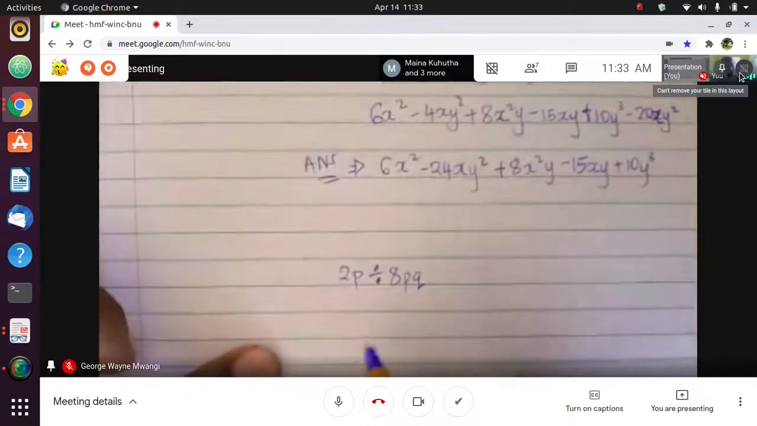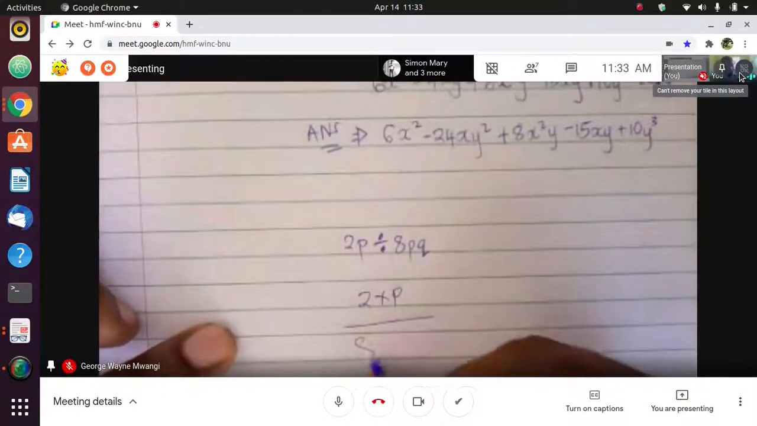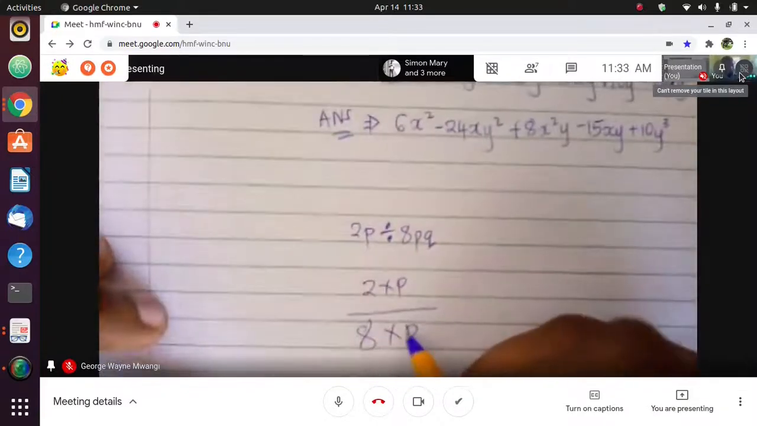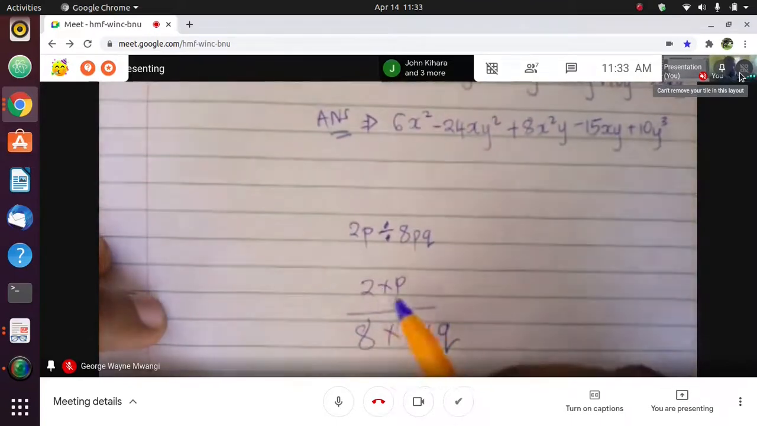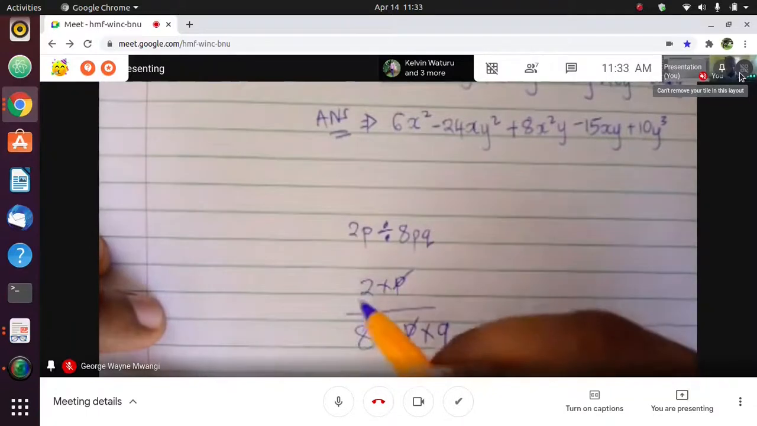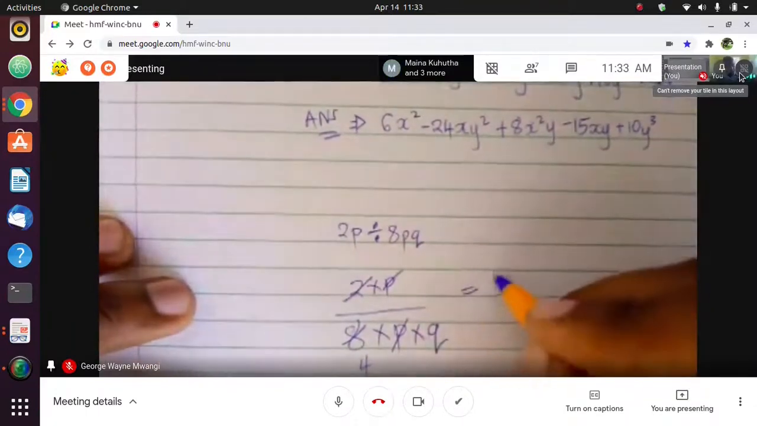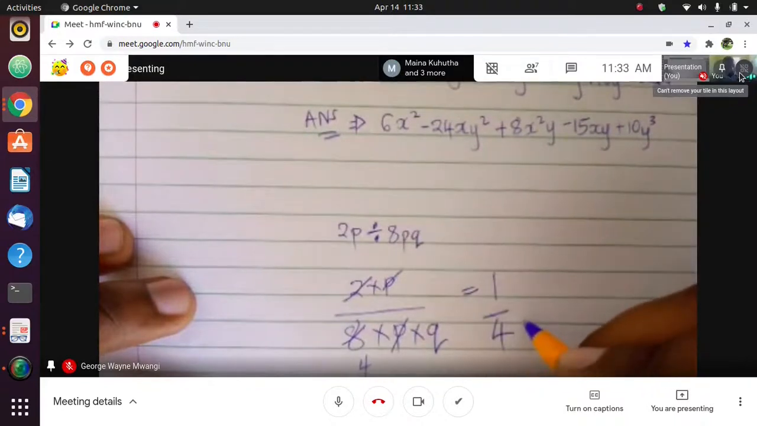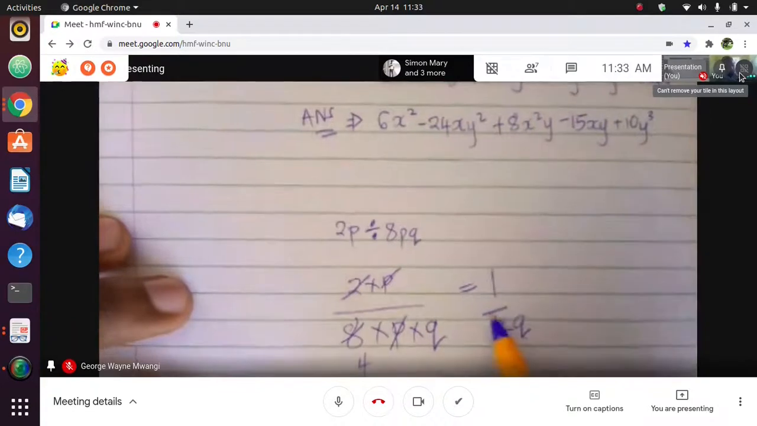This is the same as saying 2 times p all over 8 times p times q. So we cancel the like terms, some of the things that can be divided. So p and p will go. 2 will divide 8 ubaki na 4. So what you are left with is 1 over 4q. Are we together?